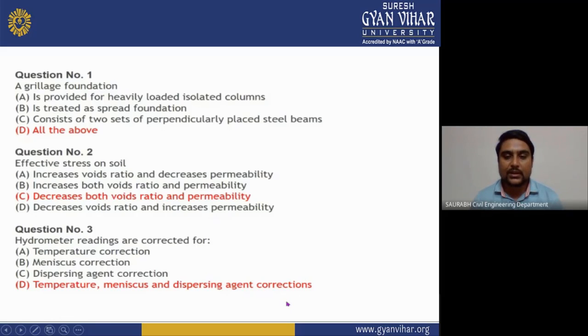Hydrometer readings are corrected as temperature correction, meniscus correction, dispersion agent correction, temperature, meniscus and dispersion agent correction. So the right answer here will be that the hydrometer is used for all these points which are given in D. Right answer will be D.